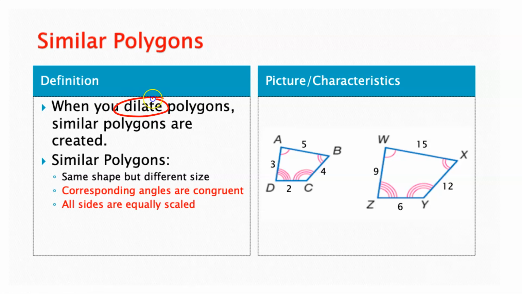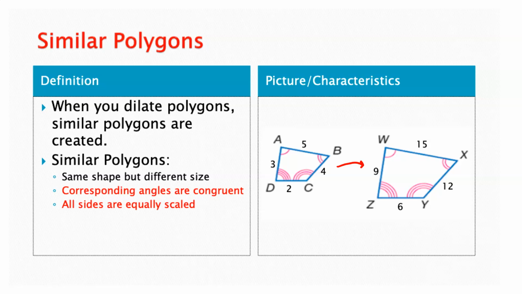Remember, we just finished talking about dilations. Dilation is when you take a pre-image and you either enlarge it, you make it bigger, or you reduce it, you make it smaller. If we take a look at the example over here on the right, imagine that one being the pre-image, A, B, C, D, going to our image W, X, Y, Z. It looks like an enlargement, and you would be correct. It got significantly bigger. So whenever we dilate any polygon, any shape, we are creating a similar polygon. It's not identical.